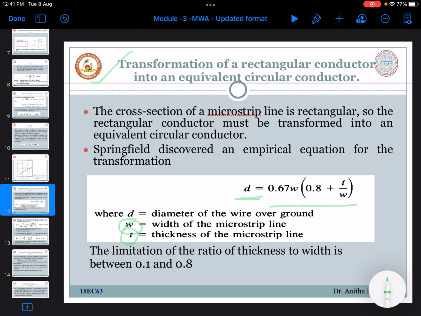So 0.67 into W multiplied with 0.8 plus T by W. This is an empirical equation derived by Springfield, which is used for transformation. The limitation of this is the thickness to width ratio, that is the T by W ratio. It should be between 0.1 and 0.8. Then you can make use of this formula.